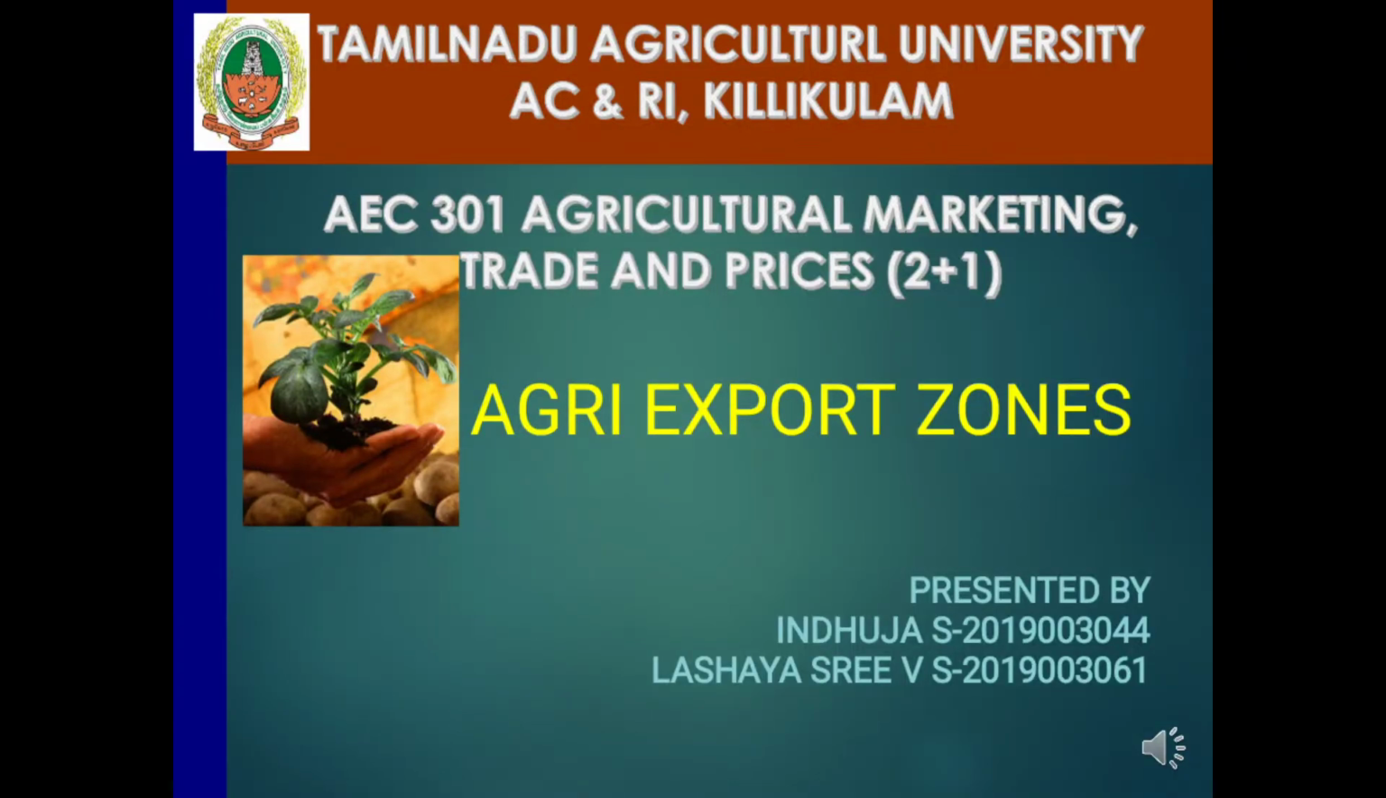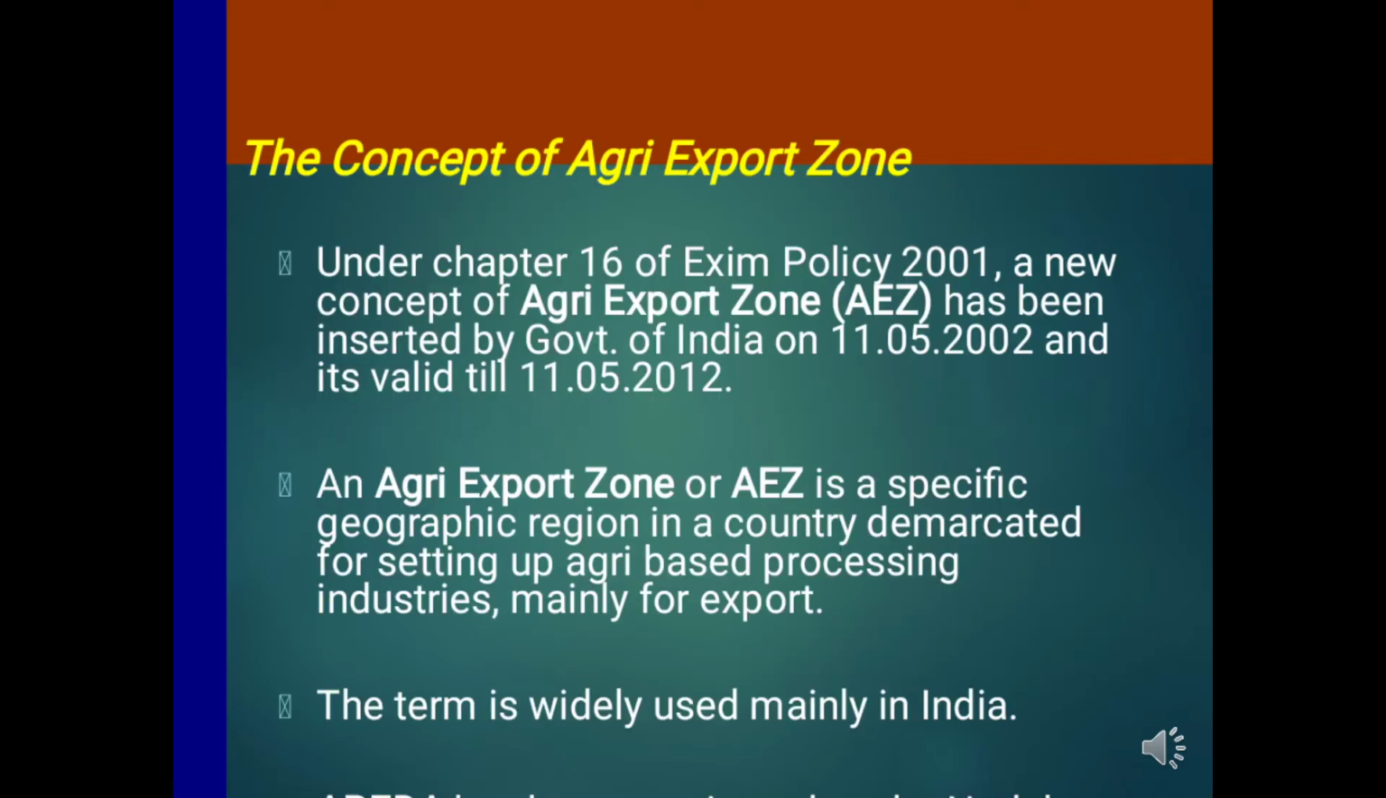Hello everyone, I am here to explain about Agri Export Zones. First we see about what is Agri Export Zone. An Agri Export Zone is a specific geographic region in a country demarcated for setting up agri-based processing industries mainly for export. A new concept of Agri Export Zone has been inserted by the Government of India on 11 May 2002 to 11 May 2012.